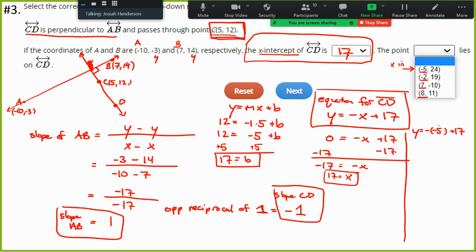So plugging in negative 5, that becomes positive 5. 5 plus 17, 22, I think. Y is 22. So that does not match. So that means it's not this one. So then you start over and you try plugging in -2.